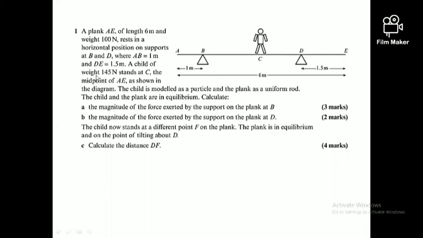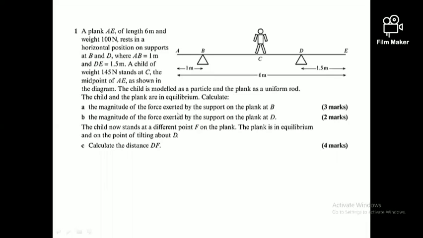A child of weight 145 stands at C. So therefore you can mark downwards 145 over here as shown in the diagram. The child is modeled as a particle and the plank as a uniform rod. Since the rod is uniform, you can mark the center of gravity at exactly the midpoint, that is 3 meters from point A or 3 meters from point E. Whichever way, you get the same answer.